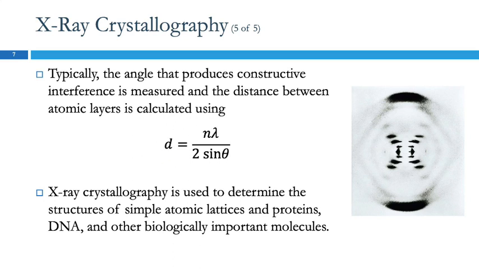X-ray crystallography is very important in studying how atoms and molecules are arranged, both in atomic lattices and ionic lattices, and also things like proteins. So I think most of us know that DNA has a double helix structure. That structure was determined in large part by the use of X-ray crystallography.